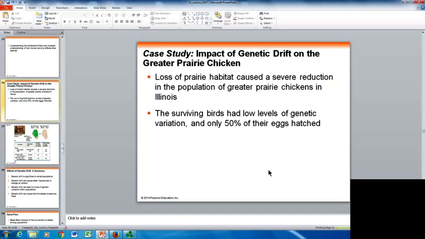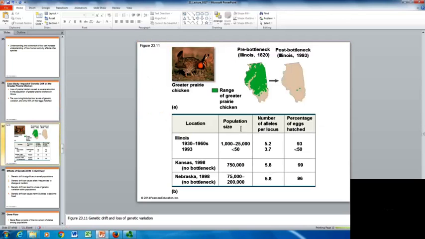So loss of prairie habitat caused a severe reduction in the population of the greater prairie chickens in Illinois. The surviving birds had low levels of genetic variation, and only 50% of their eggs hatched. So here you can see the range of the greater prairie chicken pre-bottleneck, and then the range post-bottleneck where it's much smaller. So then you can look at the number of alleles per locus and the percentage of eggs hatched and compare them. So they go way down here.